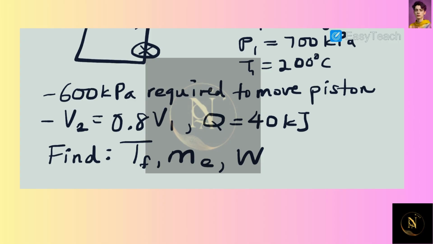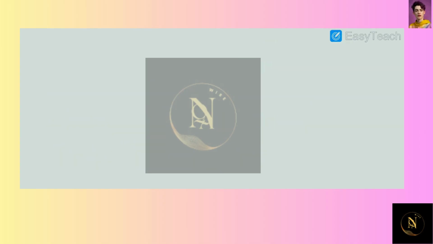There is a valve at the bottom of the cylinder such that the final volume is 0.8, or 80%, of the initial volume. And we know that 40 kilojoules of heat is lost during this process. What we're asked to find is the final temperature, the mass of the air that escaped, and the total work that's done. So first, we're going to write down our assumptions.